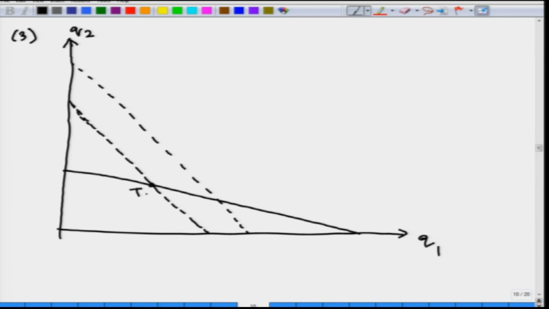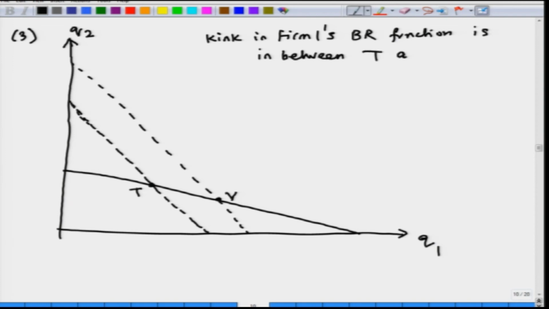So, these are T and V, right. So, now the kink in firm 1's best response function is in between T and V. So, in other words, think of the K1 bar being such that the best response function for firm 1 is of this particular form, right. So, the kink is somewhere between T and V. So, this is the K1 bar, right.